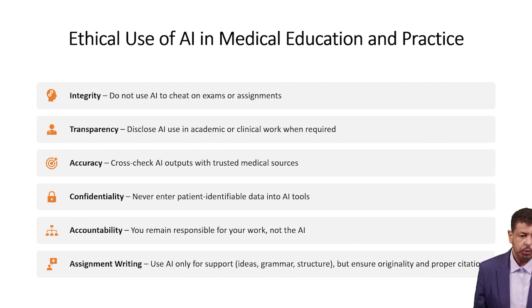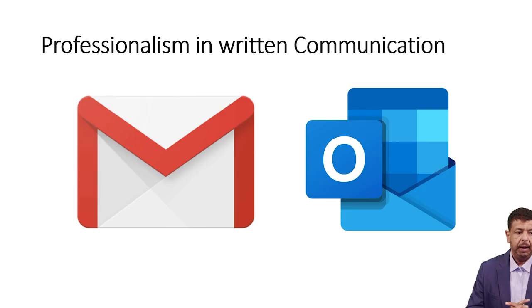We can use AI to support ideas, grammar, and structure, but we should ensure proper citation. This is a very important aspect related to AI. It's also very important to maintain professionalism while writing emails as a student.